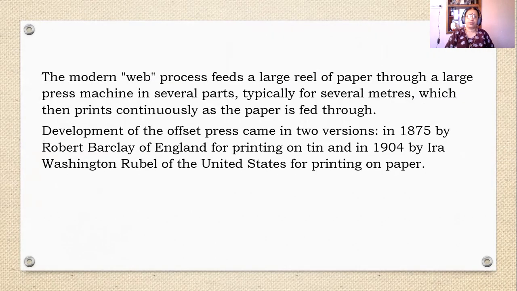The modern web process feeds a large reel of paper through a large press machine in several parts, typically for several meters, which then prints continuously as the paper is fed through. The development of the offset press came in two versions: in 1875 by Robert Barclay of England for printing on tin, and in 1904 by Ira Washington Rubel of the United States for printing on paper.